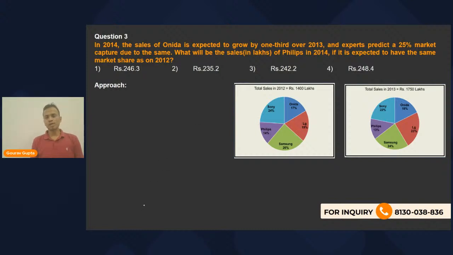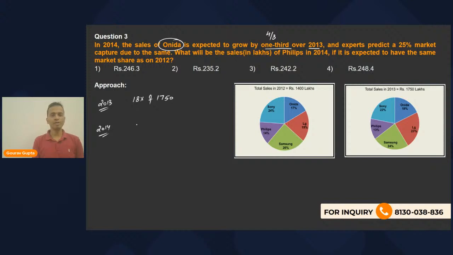Now the data given to us in the pie chart is for 2012 and 2013. They are saying that in 2014, the sales of Onida is expected to grow by 1/3 over 2013. So 2013, what is the sales of Onida? The sales of Onida is 18% of 1750, right? This is in 2013. In 2014, it is expected to grow by 1/3. So can I say that it is expected to become 4/3 of the previous value? If the value increases by 1/3, it will become 4/3 of the previous value.